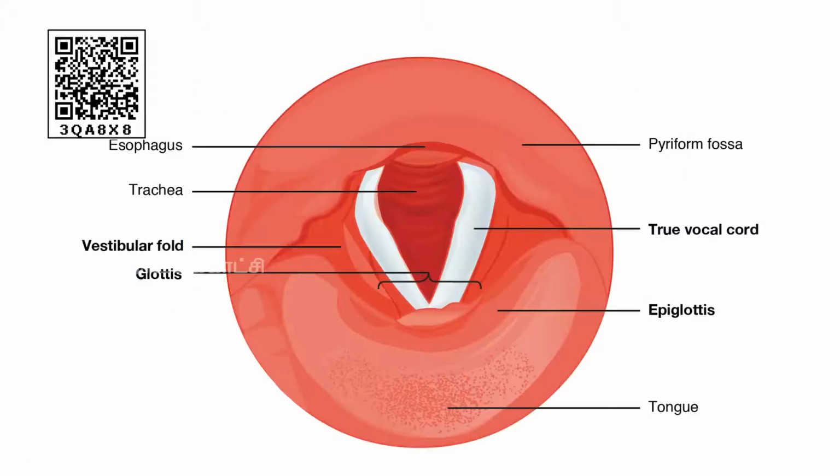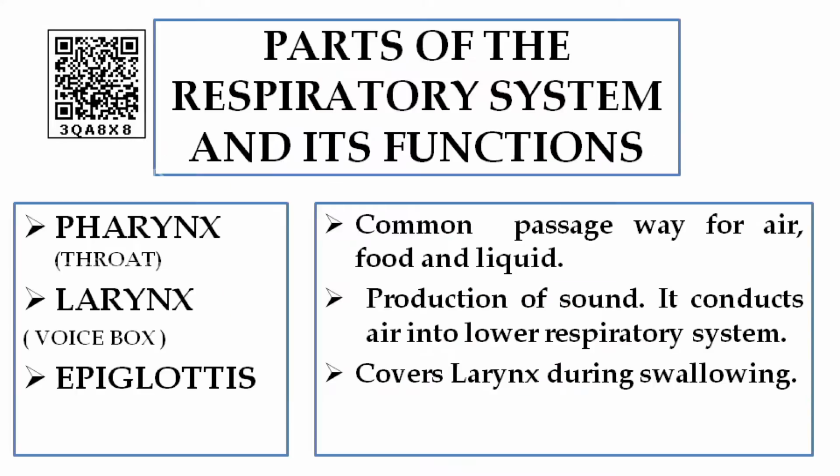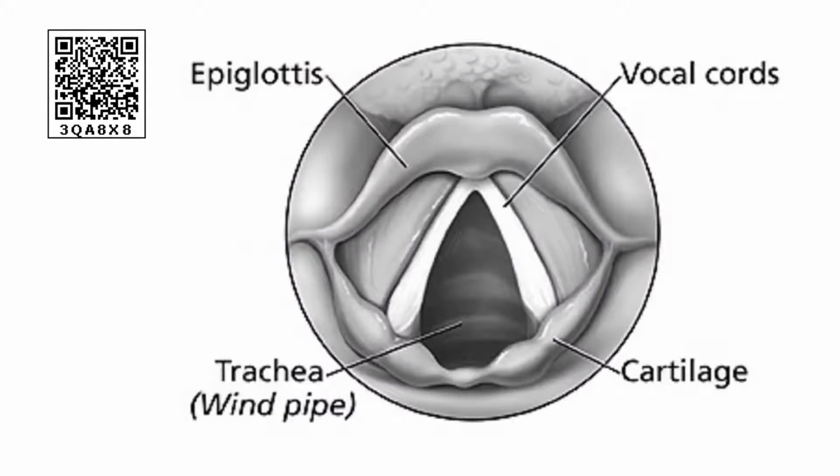And larynx. The larynx is the voice box. It conducts air into the lower respiratory system and it is commonly called the voice box since vocal cords are present in the larynx. Okay. Next, the larynx is protected by the epiglottis. The epiglottis covers the larynx during swallowing. When we eat food, it covers the larynx so that food does not enter into the windpipe.